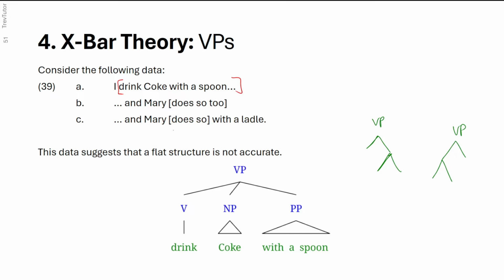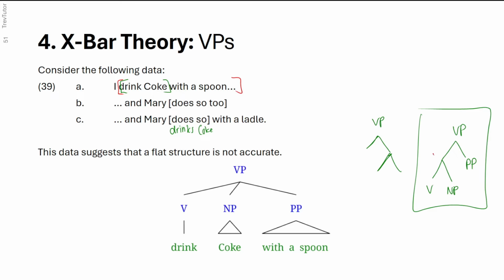So that would mean in this position, we would want to have "drinks Coke." So "drink Coke" should also be its own little constituent inside too. So if we're thinking about the structure with "a spoon," the prepositional phrase should be joining after the verb and the noun phrase join together first. So we want a structure on the right.